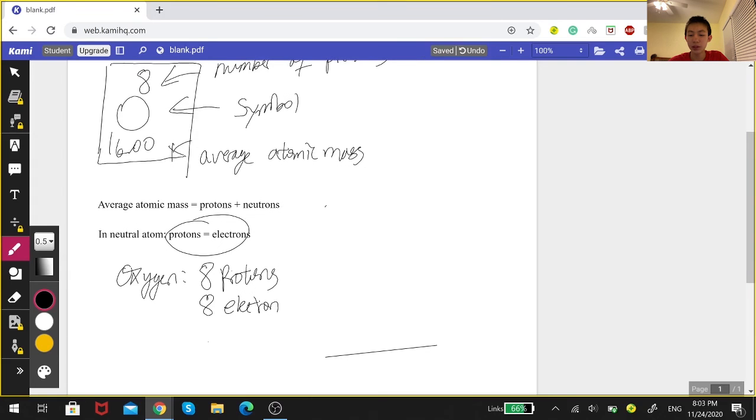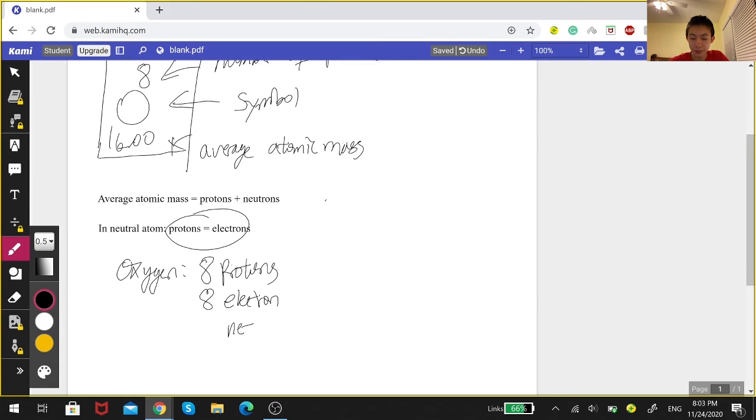And now we need to find neutrons. Since protons equal electrons, 8 equals 8, that gives us the electrons. Neutrons, we find by subtracting the protons, which is this number, from the average atomic mass, which is this number. So basically 16 minus 8, which also equals 8. So in a neutral oxygen atom, there are 8 protons, 8 electrons, and 8 neutrons.